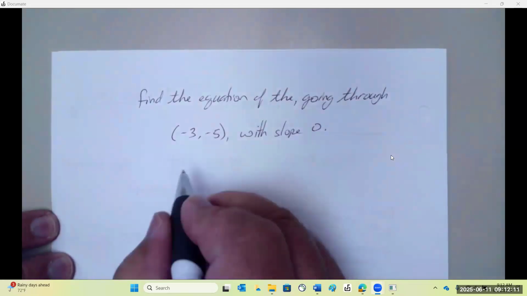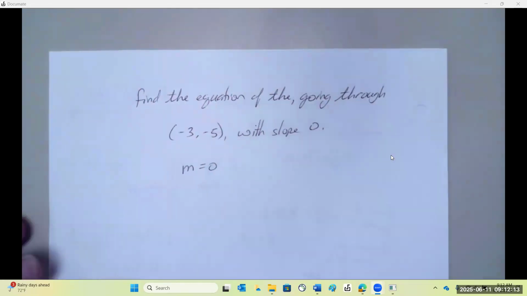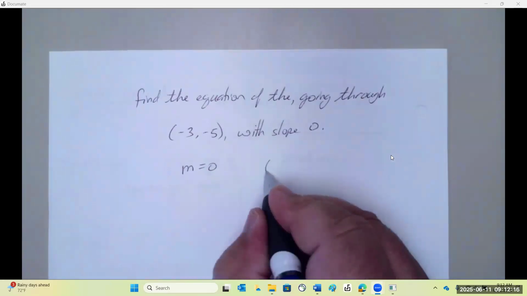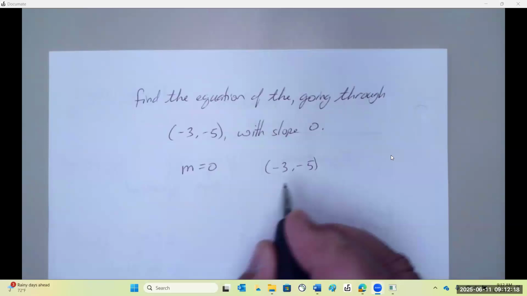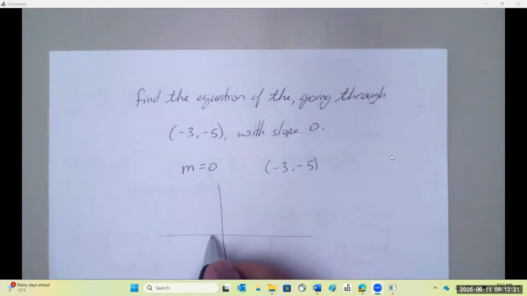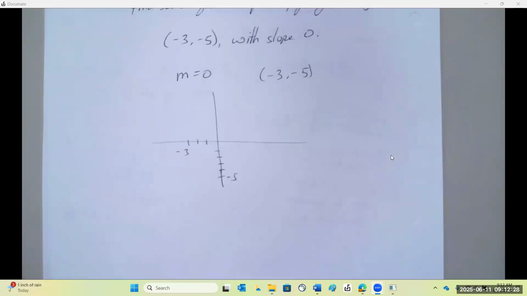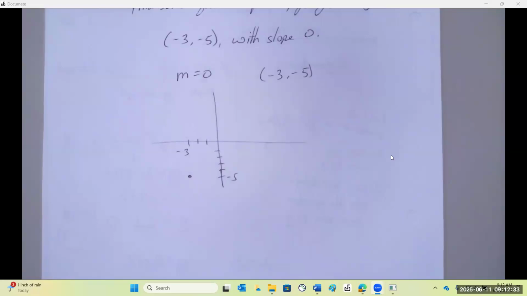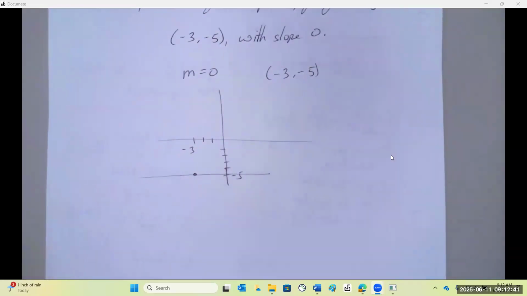Think about it. Okay, so we know the slope is 0. It's going through the point -3, -5. So let's look what that looks like. -3, -5. So it has to go through that point. What's the graph of a slope 0? Remember, if it's a slope 0, it's a horizontal line.